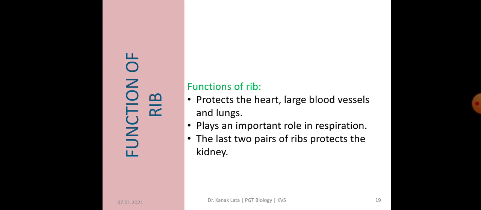Next is about functions of ribs. Ribs help in protecting our heart, large blood vessels as well as lungs. They play an important role in the respiratory system or respiration. The last two floating ribs help in protection of kidneys.